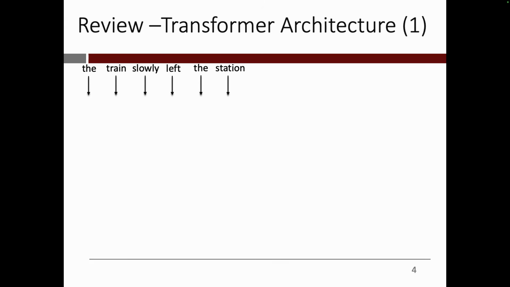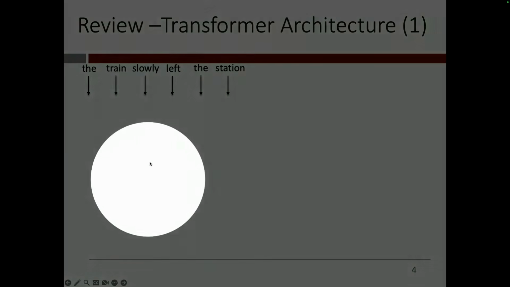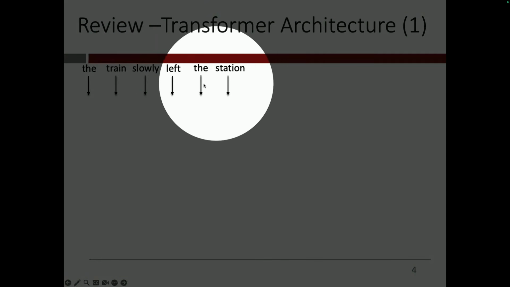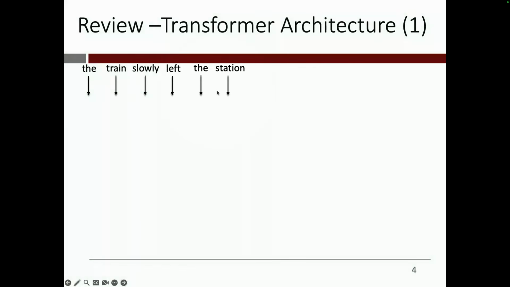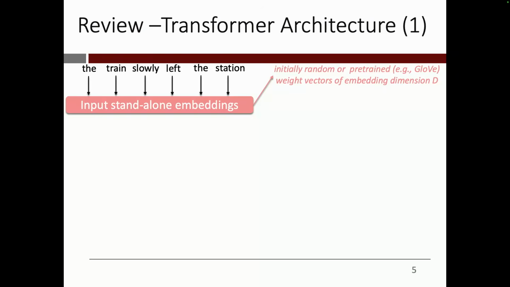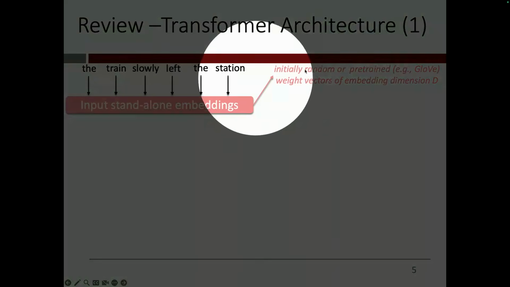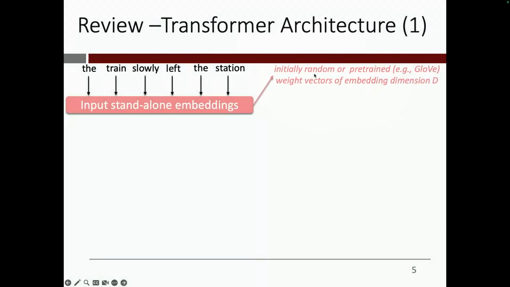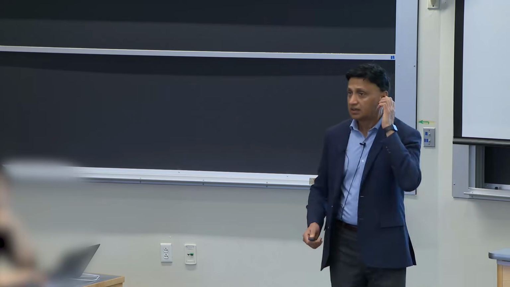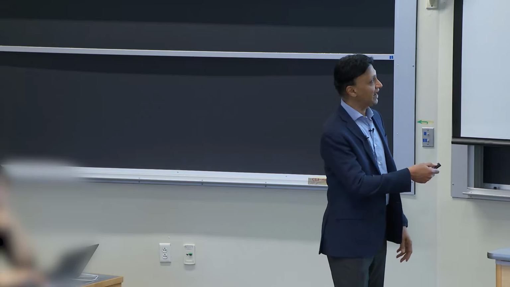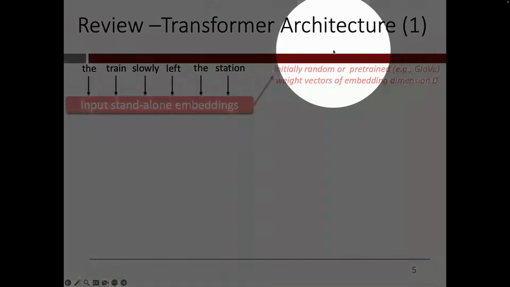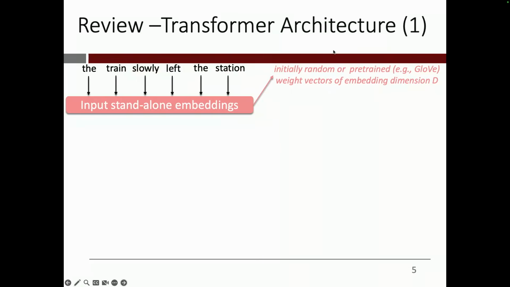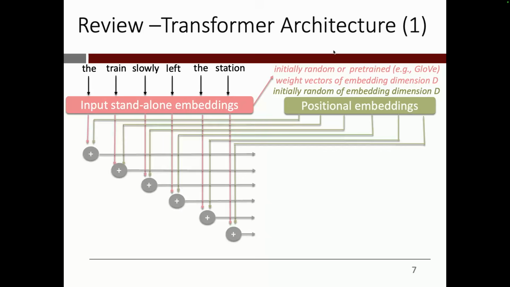And so just a quick review, if you have a phrase like "the train left the station", we have all these little arrows which stand for the standalone or uncontextual embeddings. So we start with standalone embeddings, which have been pre-trained or random, doesn't really matter. If you look at the Colab we did the other day, we actually just start with random weights for the embeddings. And then we add positional embeddings to them.